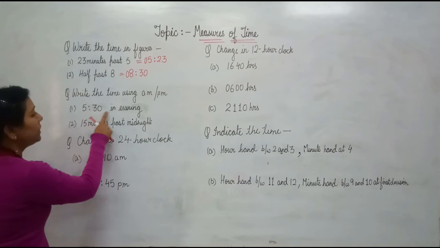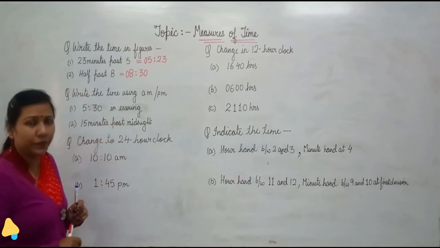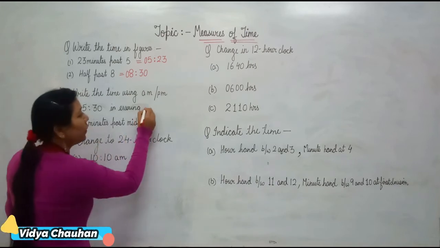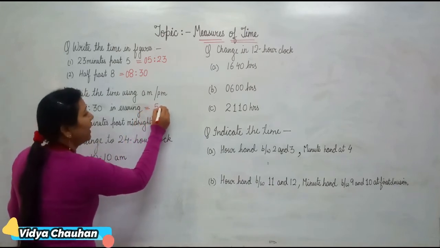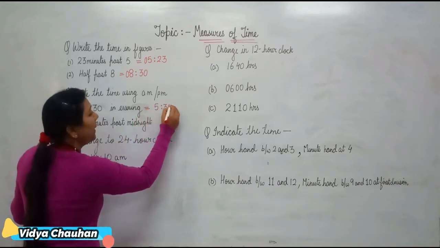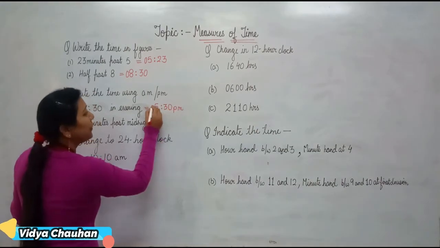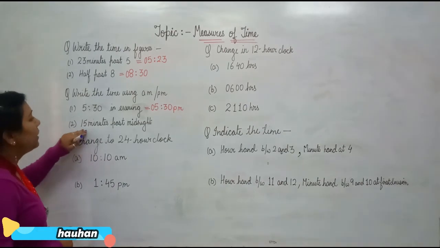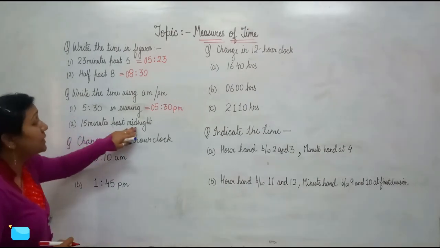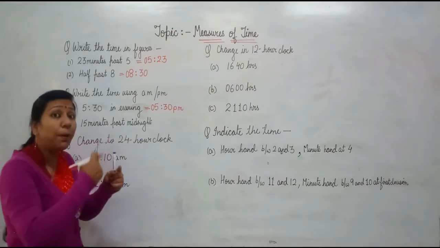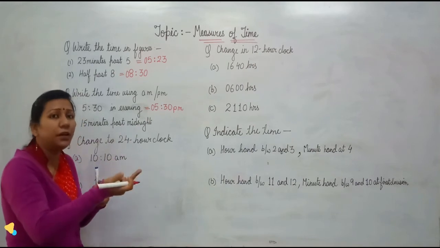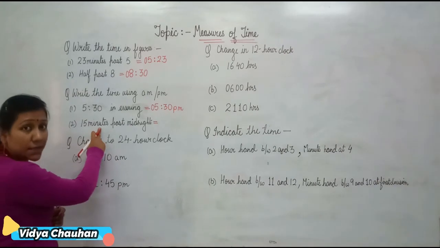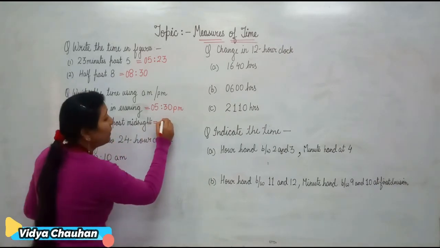So 5:30 in the evening. This is the time between 12 noon and 12 midnight, so it will be 5:30 PM. The second one, 15 minutes past midnight. It is past midnight, that means after midnight, so it is 15 minutes past. So what will you write?